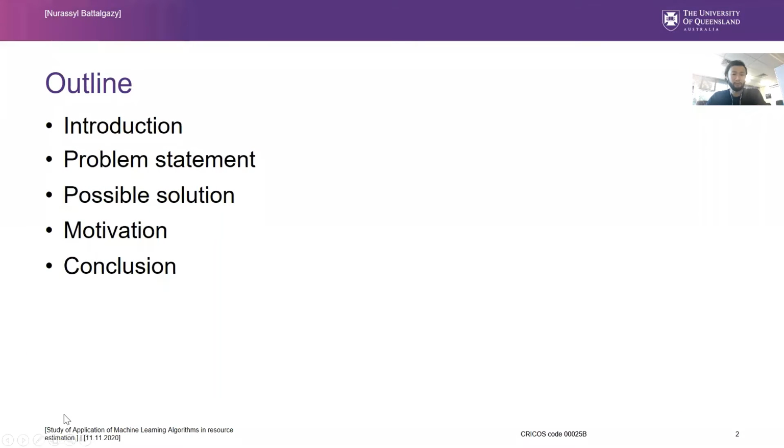So the outline of my presentation is as follows. At the beginning, I'll introduce the research background, then I'll state the problem, and I'll talk about machine learning algorithms as a possible solution. I'll talk about the motivations, why I think it's important to do, and at the end I will conclude.